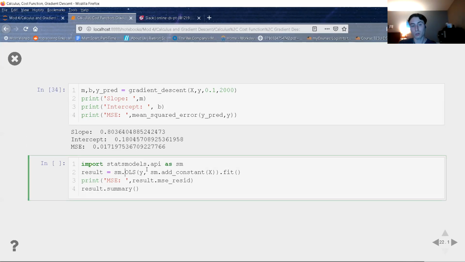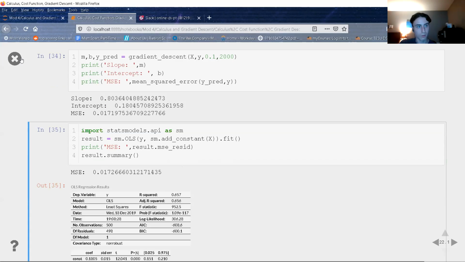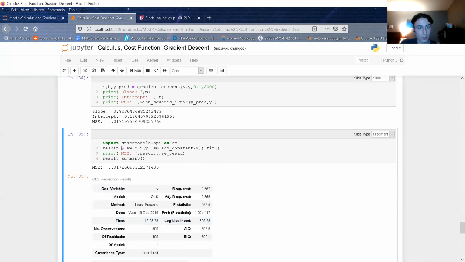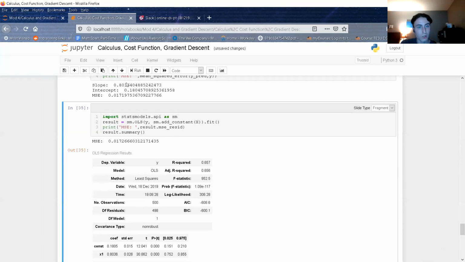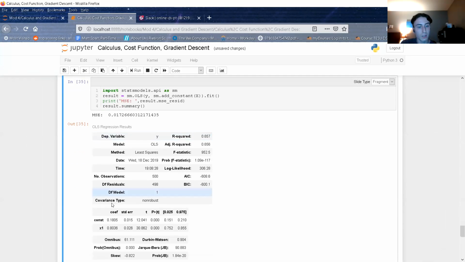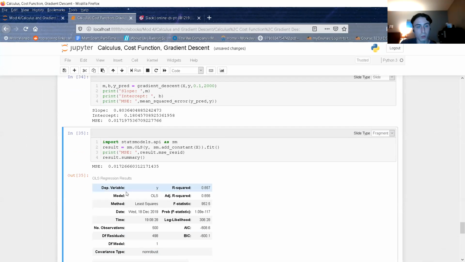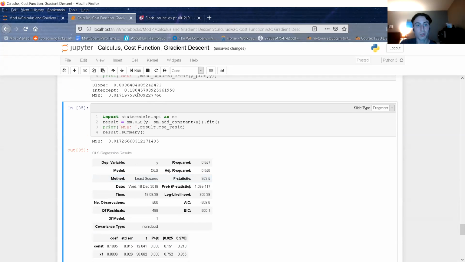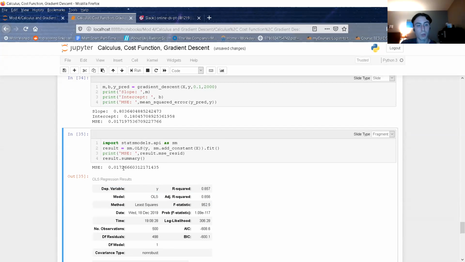To compare our results, we can just fit an OLS model from statsmodels and check the coefficients, and then I'm also going to print out the mean squared error to compare it to what we got with our gradient descent. If you can see here, the slope of our weight was 0.8, and down here the slope is 0.8, and then our intercept was 0.18 and 0.18. You can see it's a little bit off. We probably still had a little bit more ways to go to reach that minimum, but the mean squared errors were pretty similar.